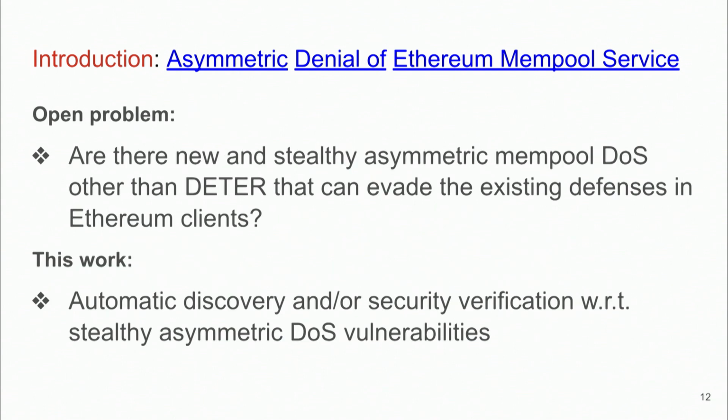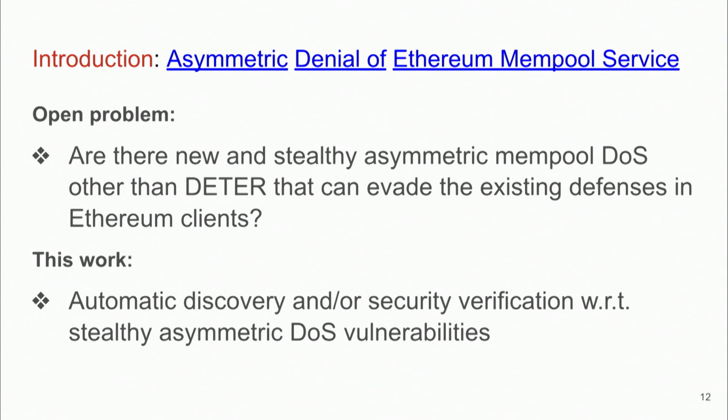So given this status quo, we pose the following open research problem. Are there any new and stealthy asymmetric memory pool DoS attacks, other than DETER and other existing ones, that can evade the existing defenses adopted in today's Ethereum clients?